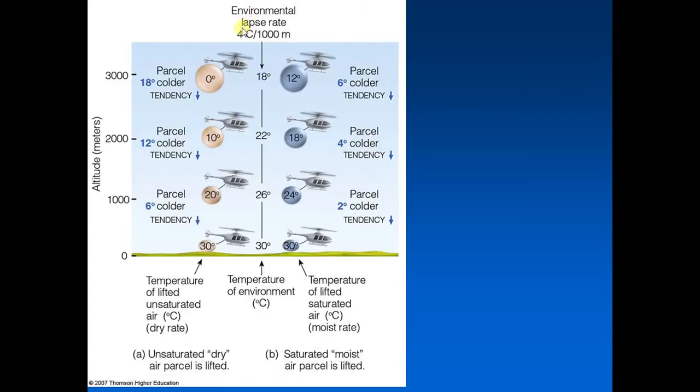Well, here this is the case where the environmental lapse rate is 4 degrees Celsius per 1,000 meters, okay? So the dry adiabatic lapse rate is 10 degrees Celsius per 1,000 meters. The environmental lapse rate is 4 degrees Celsius per 1,000 meters. So as the air parcel rises, it cools at a faster rate than the environment, right? The dry adiabatic lapse rate value is bigger than the environmental lapse rate value. Therefore, it cools faster than the environment.